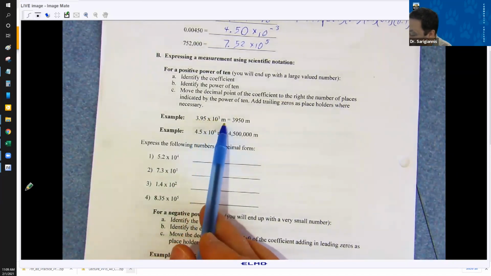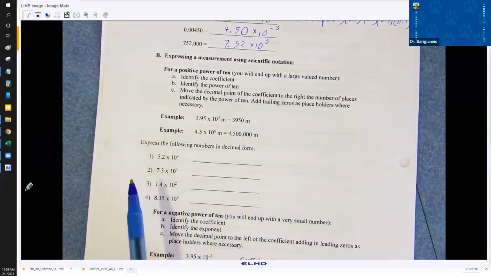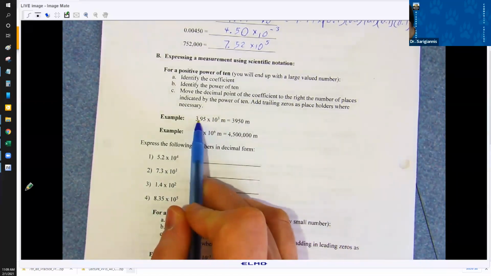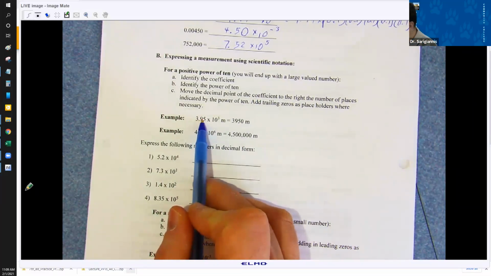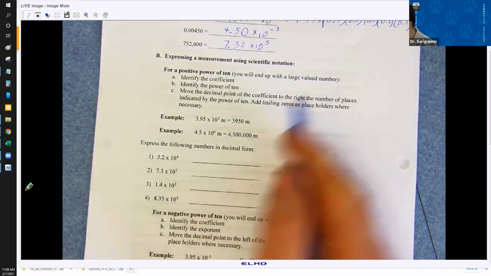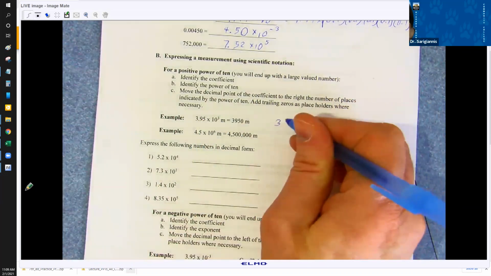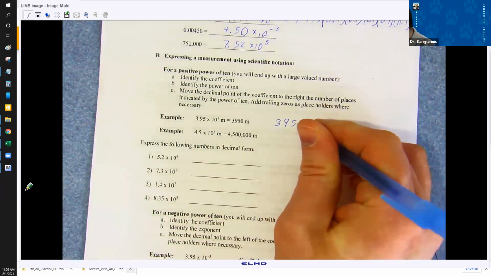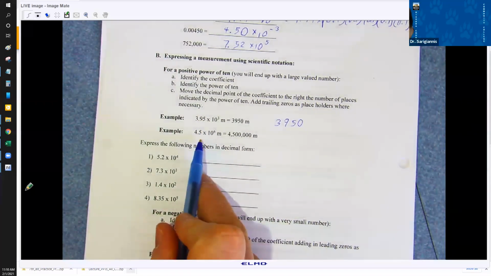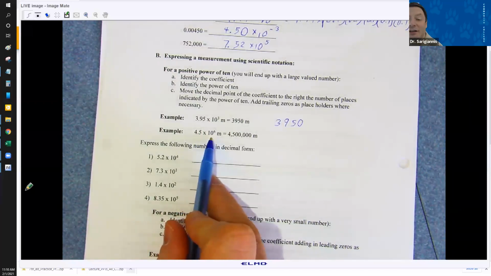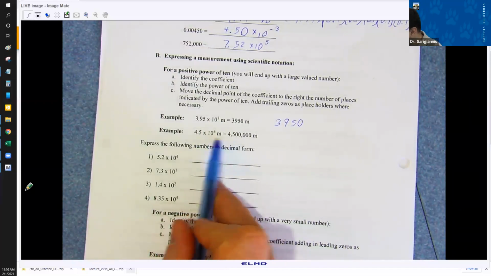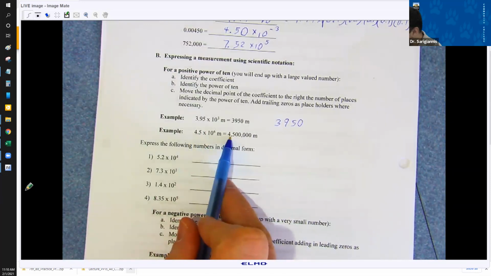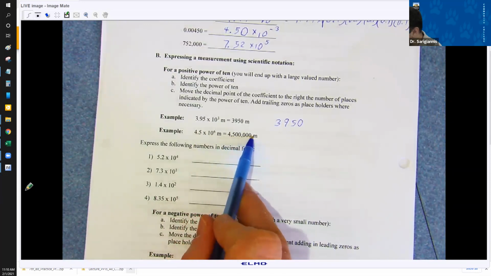So 3.95 times 10 to the third meters. Oh, we don't have units on these examples. We can see we're going to move the decimal point over 3, right? 1, 2, 3. So we would just write this out, right? Go 1, 395, 1, 2, and then another 3. Same thing with a 4.5 times 10 to the 6th meters. Here you're going to multiply by 10 6 times. You're going to move the decimal over 6 times. So 1, 2, 3, 4, 5, 6.